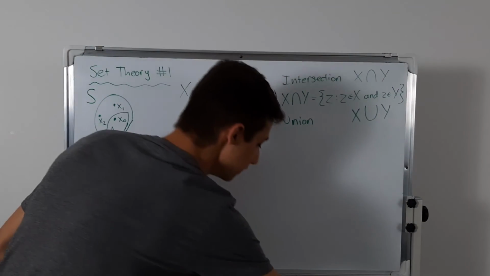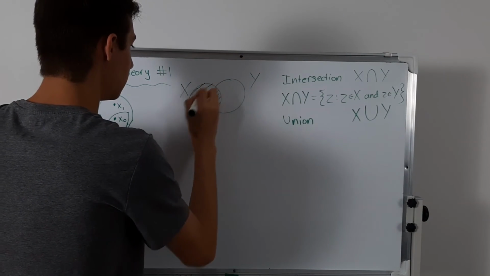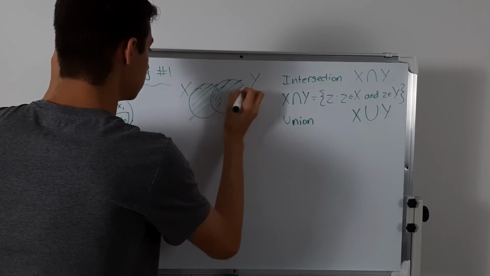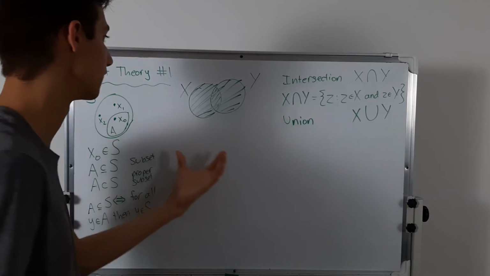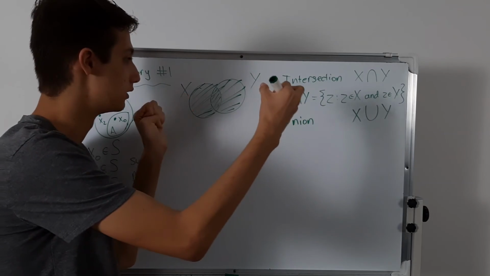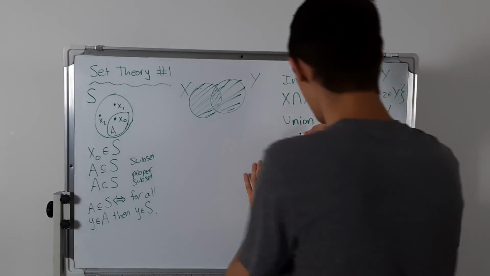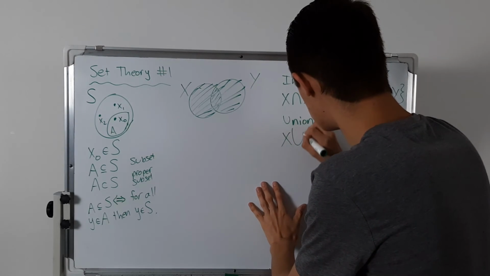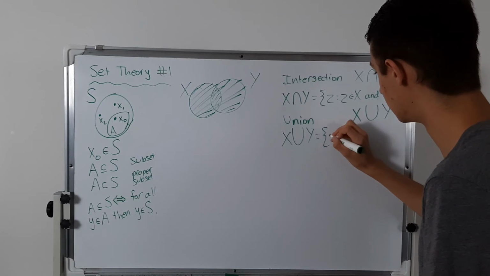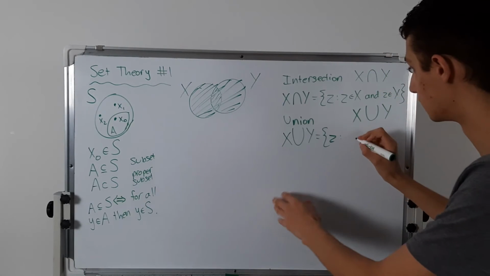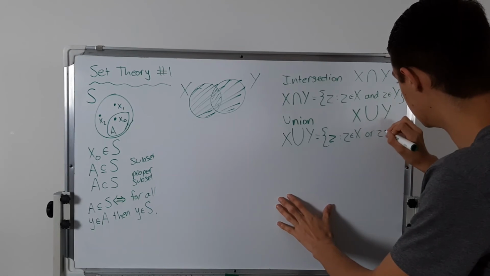But yeah, so the union is the whole thing. It's going to be all of this. It's the entire set, taking those two sets and combining them into their own set. And so X union Y is equal to the set of elements Z such that Z is in X or Z is in Y.